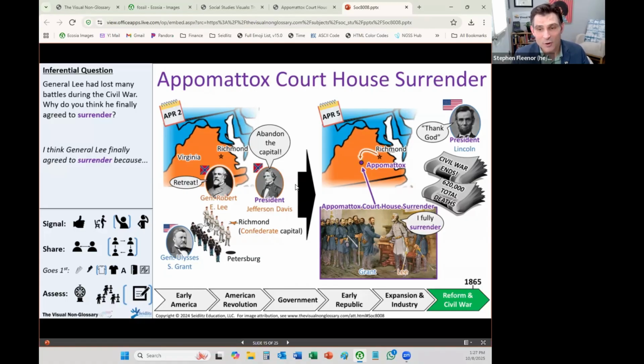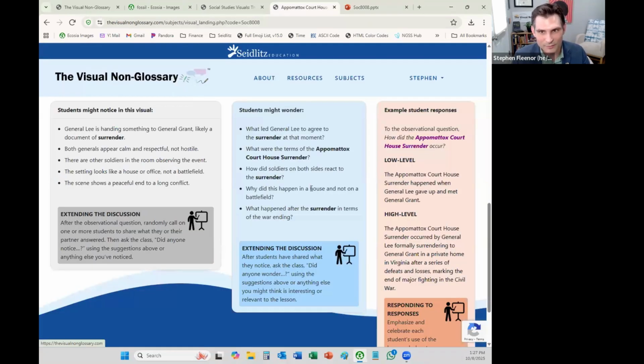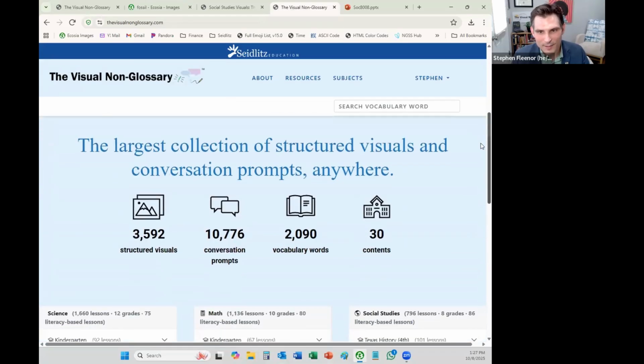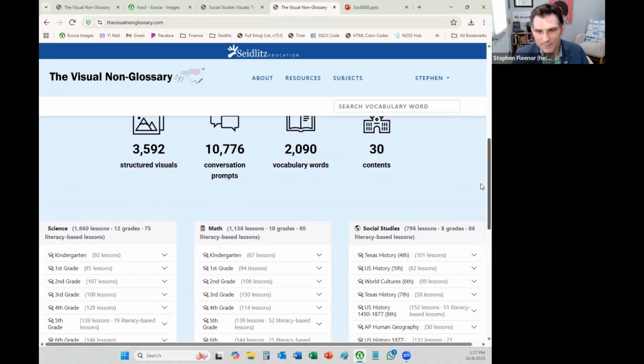So these lessons also have a lot of extension activities that come along with them. And these are great. They can be used at the end of the lesson, at the end of the unit, or in the middle of any of these lessons. And all of this content is available on the Visual Non-Glossary. So if you go to the homepage of the Visual Non-Glossary, you'll see that we have a lot of structured visuals and lessons based on those visuals with a lot of vocabulary words and conversation prompts.